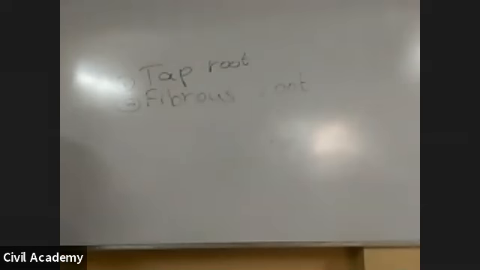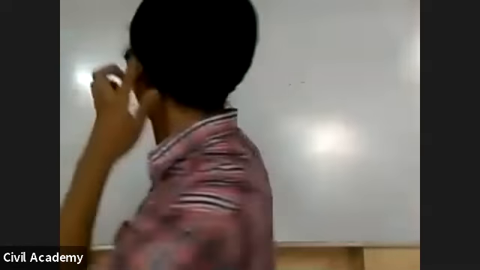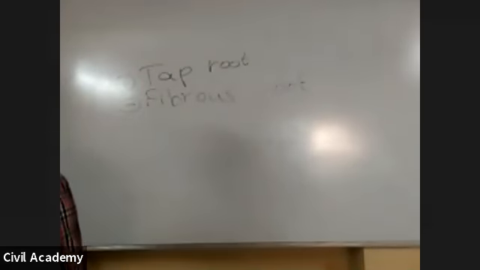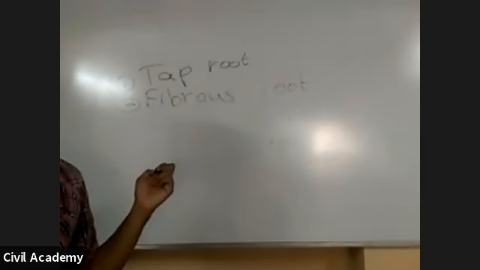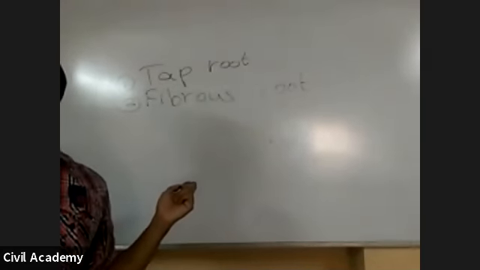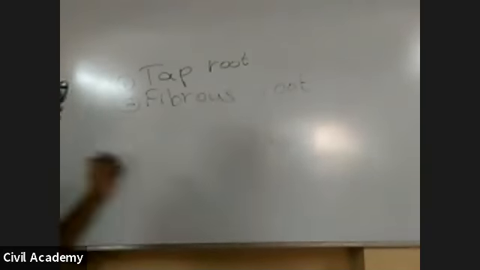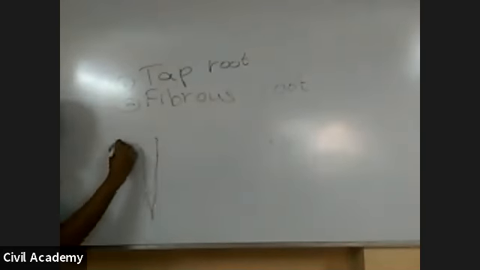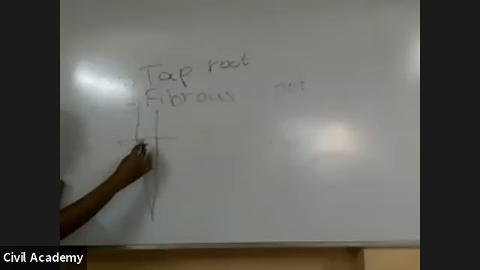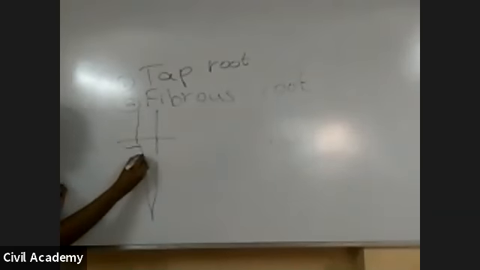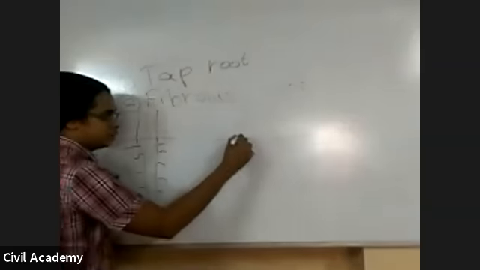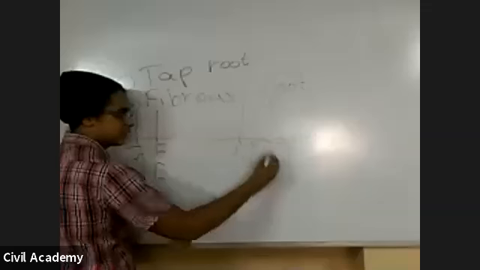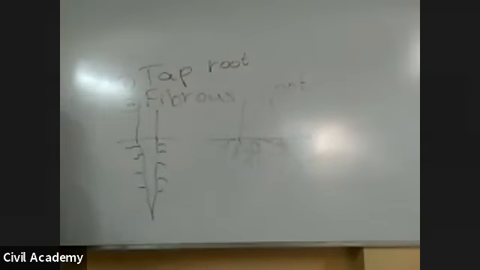What is the tap root? Basically, the tap root system is where there is one main root like this, and then small roots come out like this. And the second one is the fibrous root system, where from here the roots are like this. Very easy. Any examples? Radish, carrot.